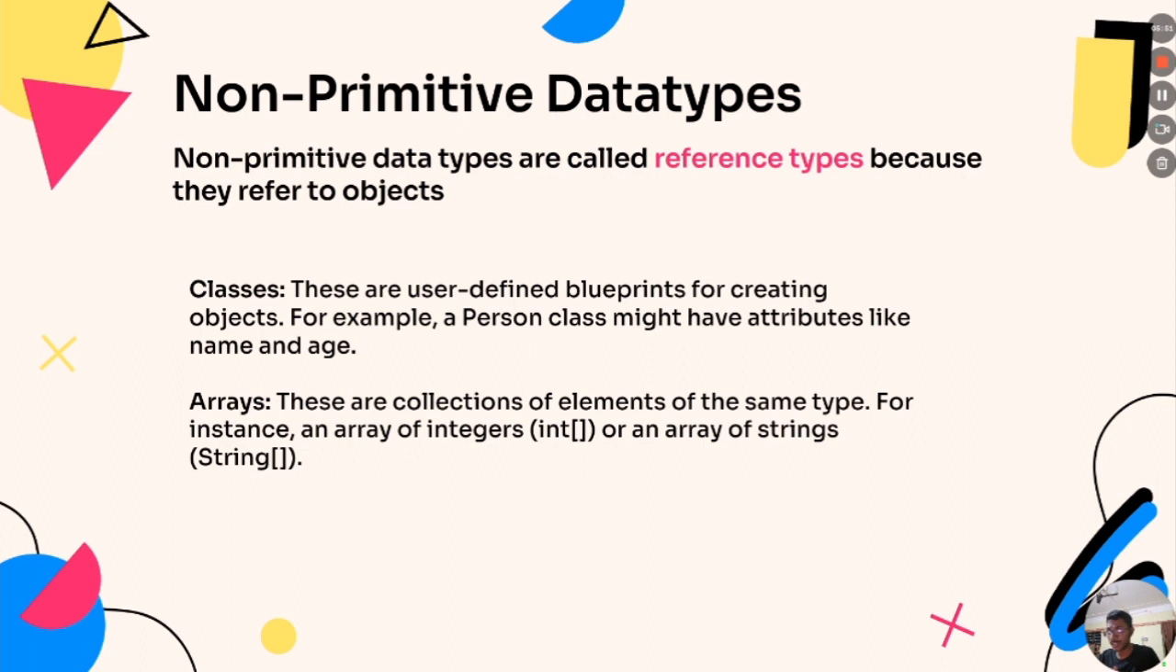Now we have the non-primitive data types. Non-primitive data types are called reference data types because they refer to objects. For the non-primitive data types, we mostly use classes and arrays. Classes are user defined data types for creating objects, and for example a person class might have attributes like name and age. You can also consider arrays, which are a collection of elements of some type, for instance an integer array or even strings.